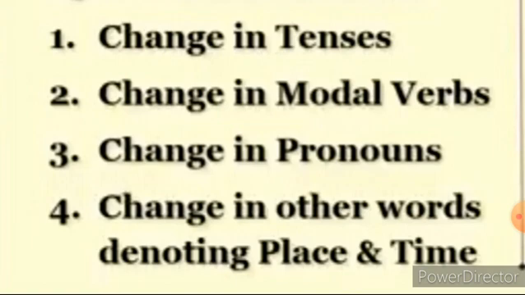You can convert a sentence from direct to indirect, whether the sentence is a statement, interrogative, imperative, or an exclamatory sentence. So with these four types of sentence, we can change a sentence from direct to indirect using these rules. The first one is change in tenses, second change in modal verbs, third change in pronouns, and fourth change in other words denoting place and time. So the first one is change in tenses. How can we change tenses from direct to indirect speech in a sentence?